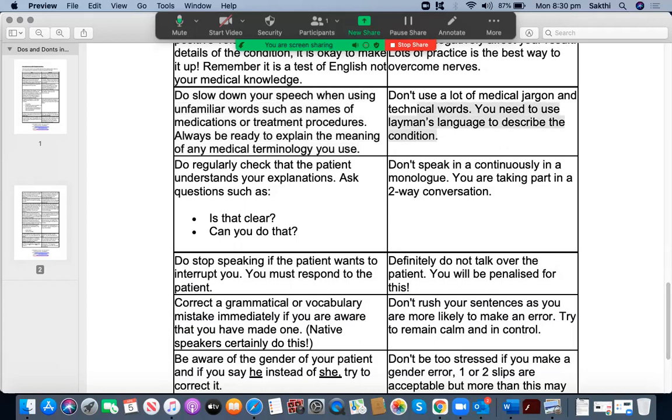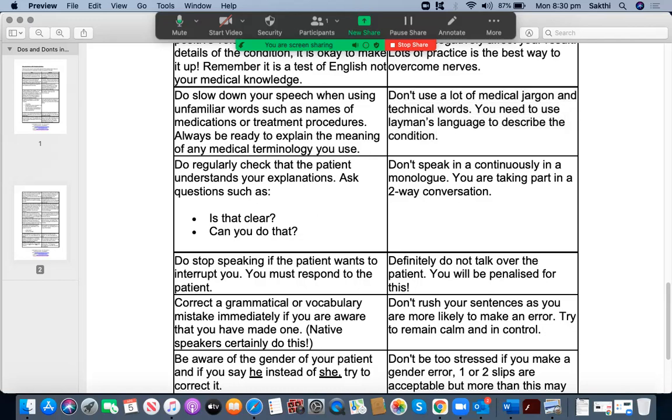Don't use a lot of medical jargon or technical words. You need to use the layman's language to describe the condition. Layman's language refers to the basic phrases with which the common man can understand the information.